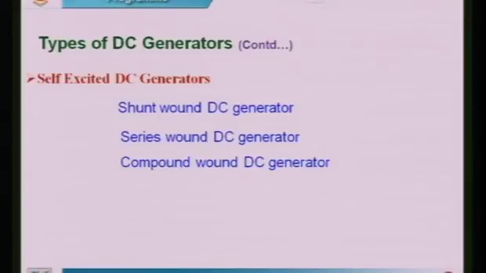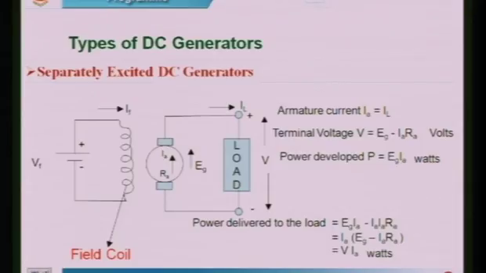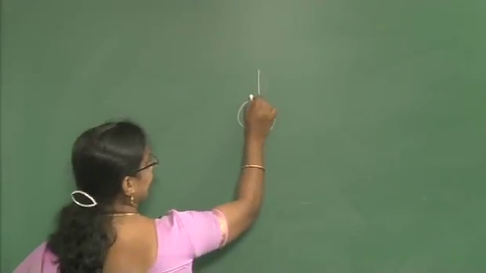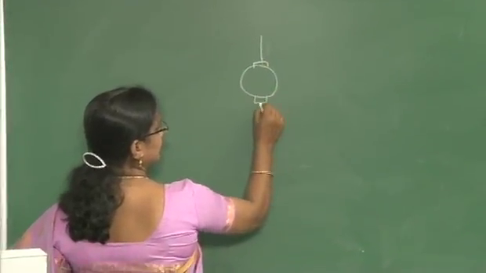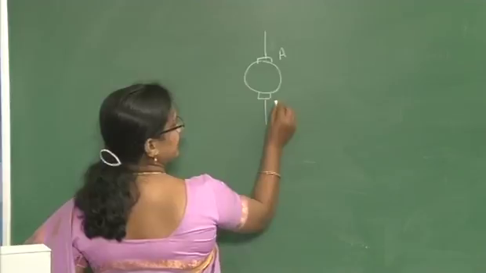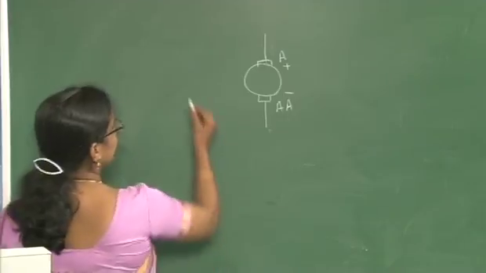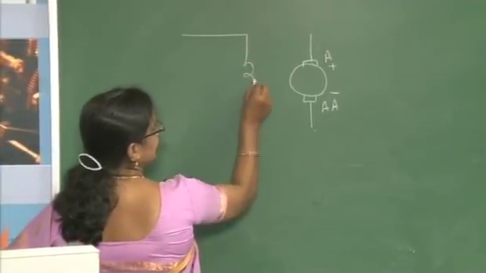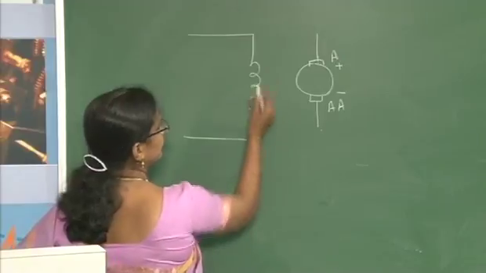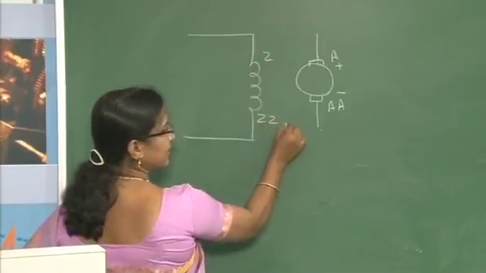and self-excited DC generator. In separately excited DC generator, we are exciting the field by using an excitation system, that is a voltage applied equal to Vf, a DC source we are using. Then with respect to this armature, we are considering the terminals A and AA. A represents the positive terminal, AA represents the negative terminal. The usual representation of the field coil you are going to represent with Z, ZZ or F, FF.